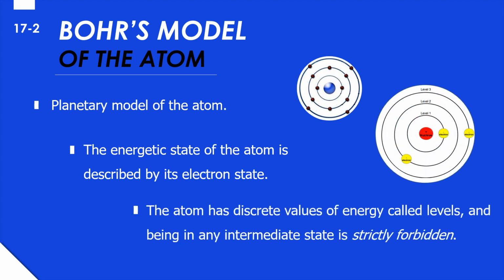Not only that, an atom has discrete values of energy called levels, and being in an intermediate state is strictly forbidden. We need to stop at this point a bit, because this point plays a major role in what we call this theory. In fact, we call it Bohr's model. A model is something that has a certain design but lacks the 100% description and explanation of it.